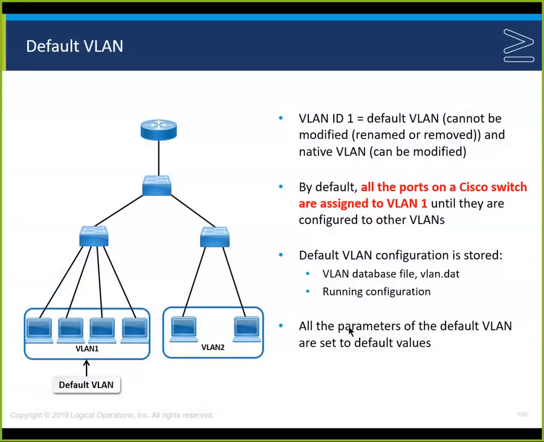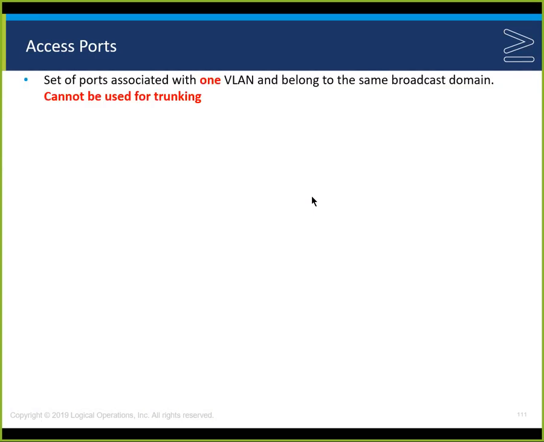Get rid of those. All the parameters are set to the default values in there. Access ports are the ports associated with one VLAN. The access ports are what we connect our computers to, what we connect our servers to, not what we connect our switches to. And we looked at those. I didn't actually go in and configure them.